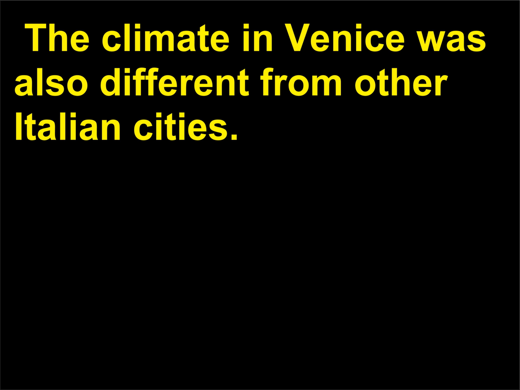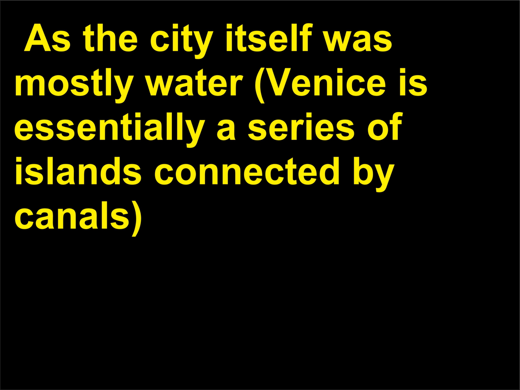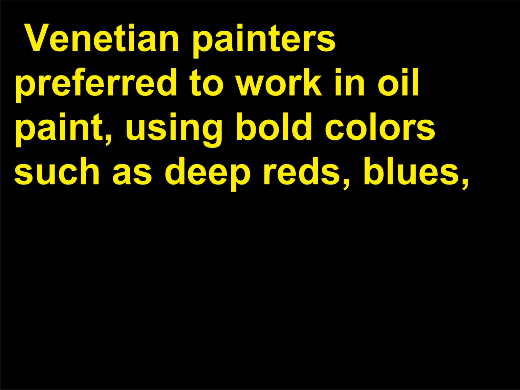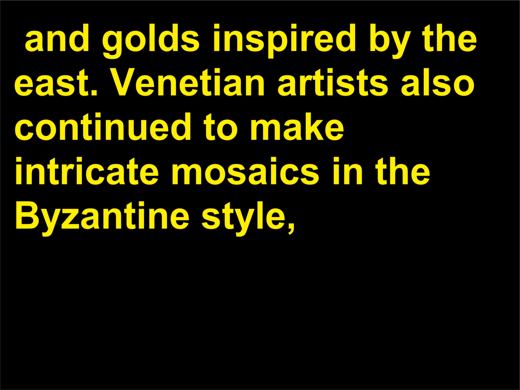The climate in Venice was also different from other Italian cities. As the city itself was mostly water, Venice is essentially a series of islands connected by canals. It was too humid for fresco painting. Venetian painters preferred to work in oil paint, using bold colors such as deep reds, blues, and golds inspired by the East.